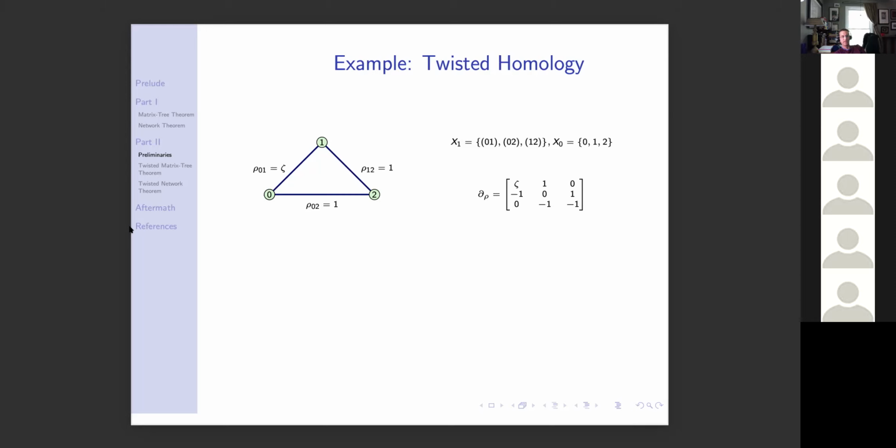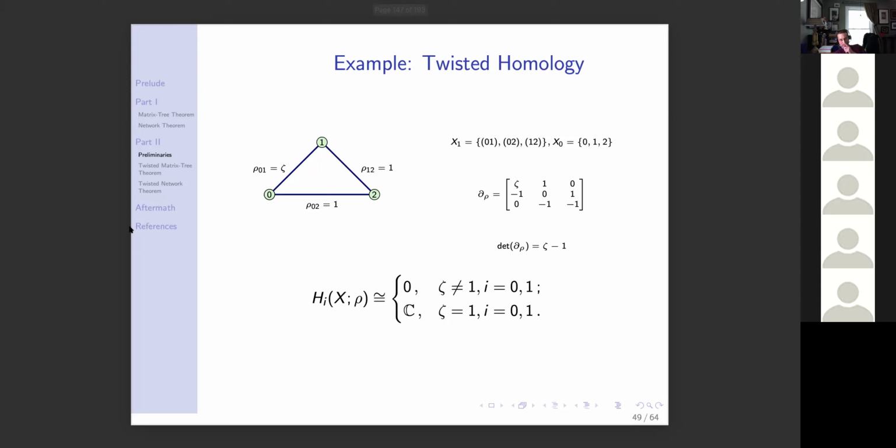And notice that the first column is zeta minus 1 because the value of the twisted boundary operator is given by zeta times the vertex labeled 1 minus 1 times the vertex labeled 0. And I'm using the ordered basis 0, 1, and 2. And the other columns are computed likewise, but the line bundle is trivial on those pieces. The determinant of this operator is zeta minus 1.